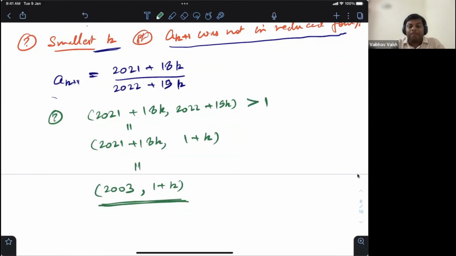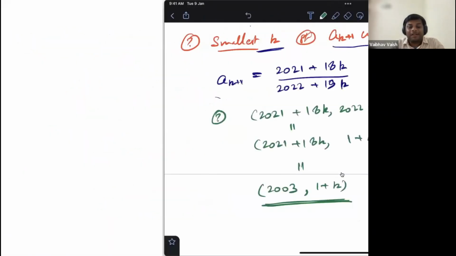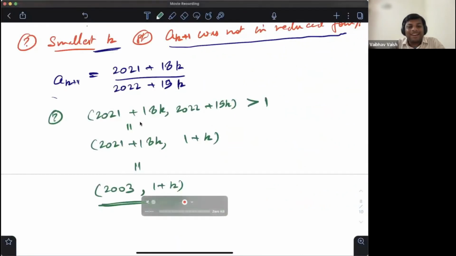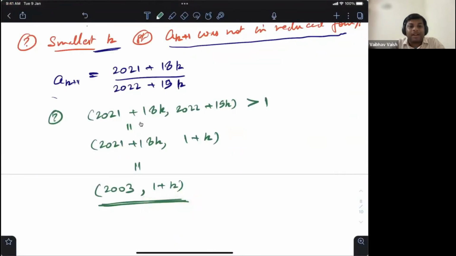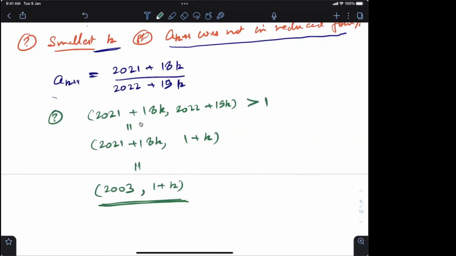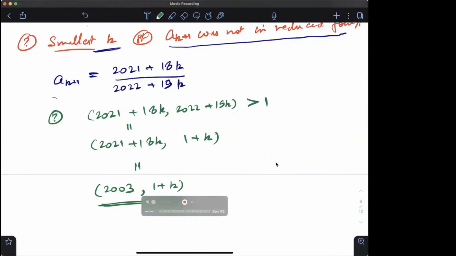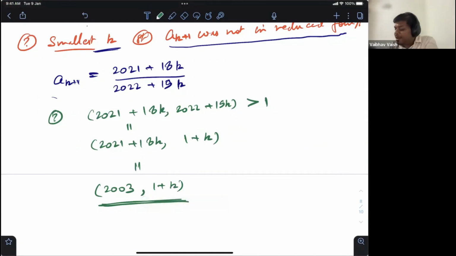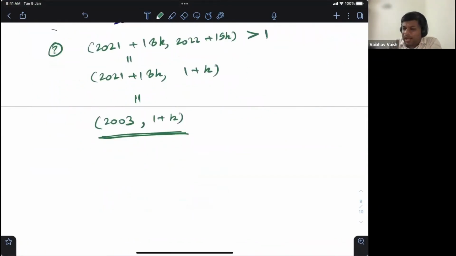Is 2003 a prime number? Anyone? Does 2003 have factors or is it a prime number? So it's a prime number. Why? I'm just trying to imitate what you will do in exam, right? So 50 squared is 2500. So if it has a factor, it has to be less than 50.